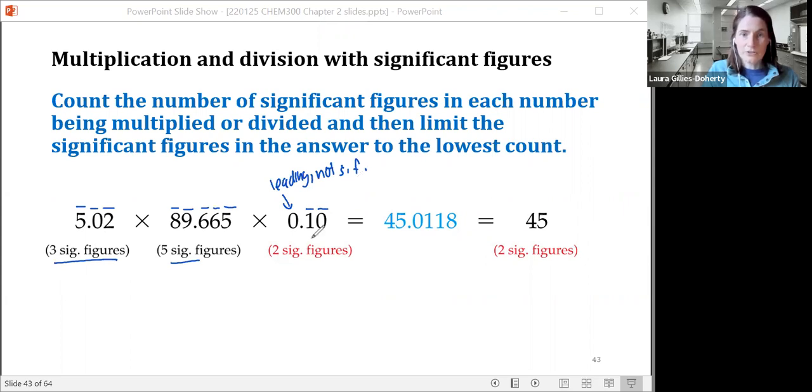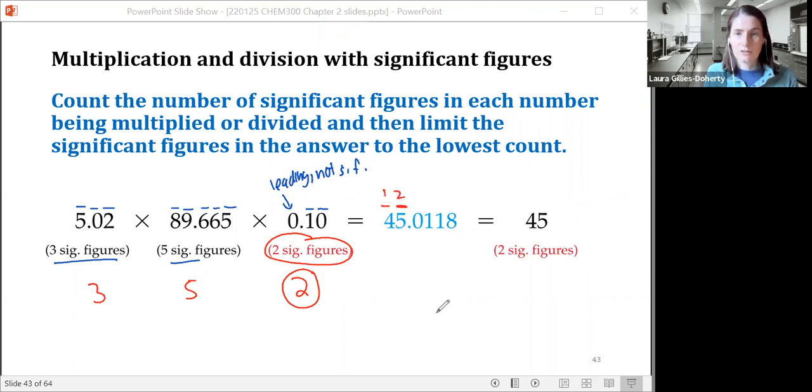So our value with the fewest sig figs, we had 3, 5, and 2, is 2 sig figs. So our final answer should have 2 sig figs. 1, 2. So the 5 is going to be the location of our last sig fig. We look to the right to see if we need to round it. We don't. 0 doesn't round up. So our final answer is 45, reflecting that it has 2 sig figs.